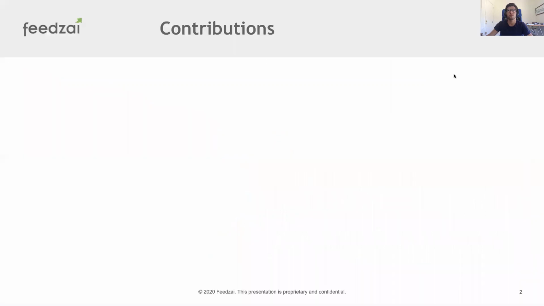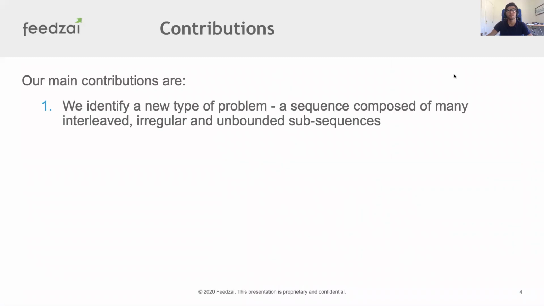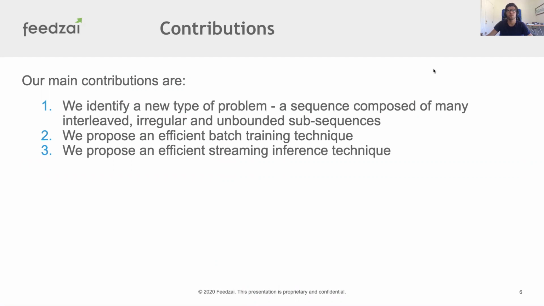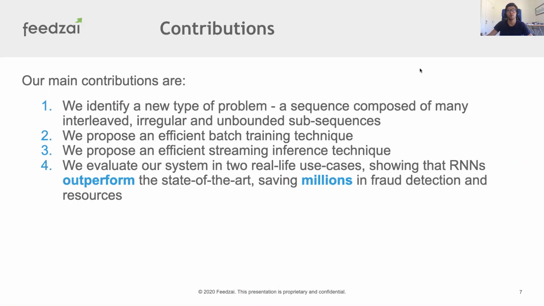In this work, our main contributions are: we identify a new type of problem, a sequence composed of many interleaved, irregular, and unbounded subsequences. We propose an efficient batch training technique. We propose an efficient streaming inference technique, and we evaluate our system in two real-life use cases, showing that RNNs outperform the state-of-the-art, saving millions in fraud detection and resources.